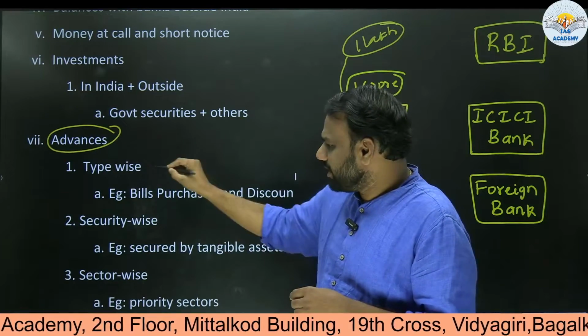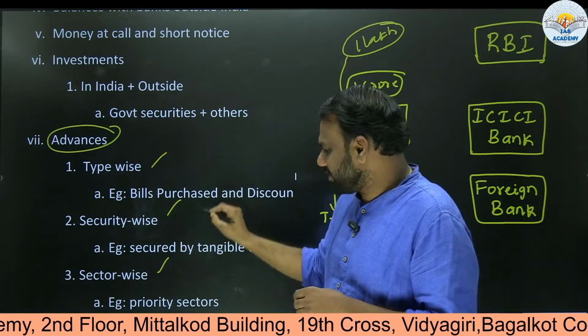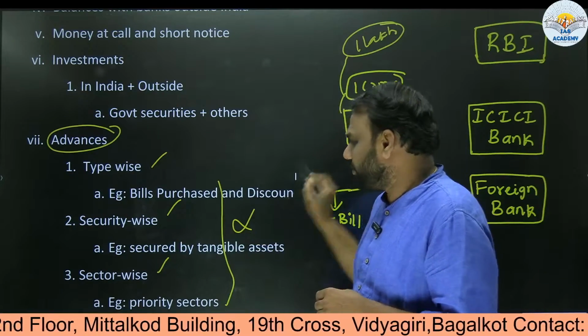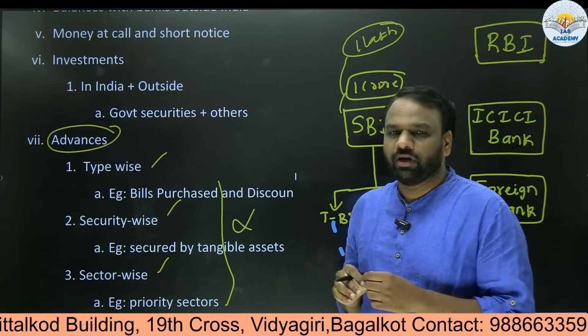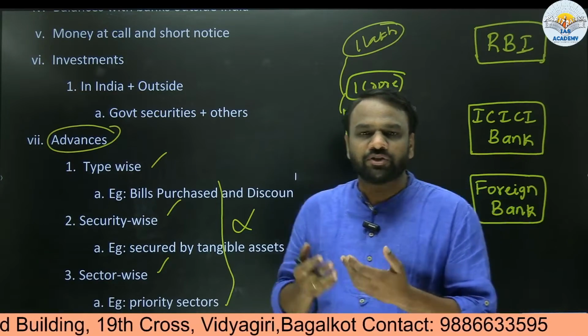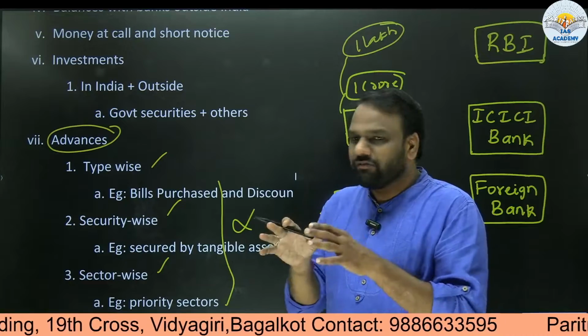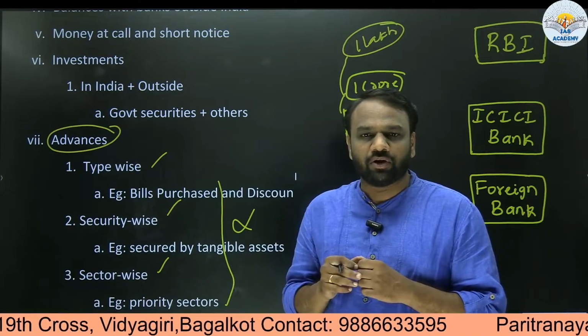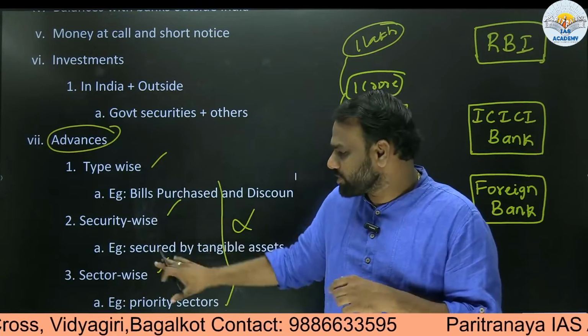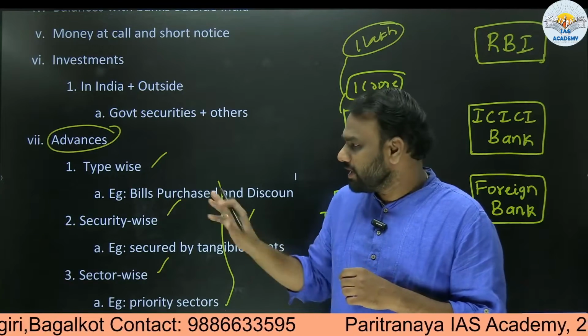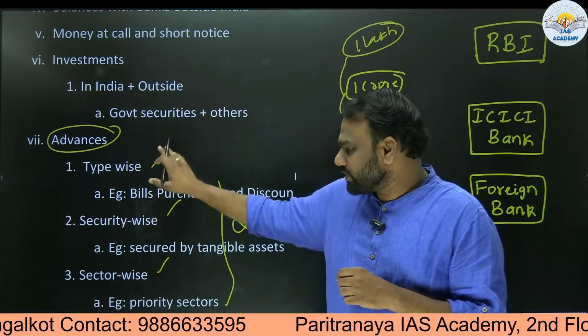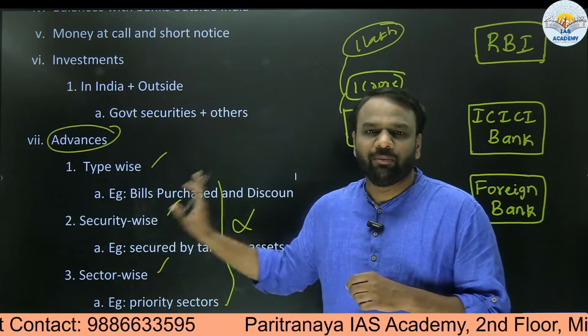Within advances, I have mentioned type wise, security wise and sector wise classifications. These are not important. Why have I mentioned them and indicated that they are not important? Because often when you come across multiple sources, you get confused whether the content you have is sufficient for the examination or not. You might think this information is missing in my content, and probably sir might have missed it out. No, that is not the case. That's why I deliberately added it. This content is not important from the exam point of view.